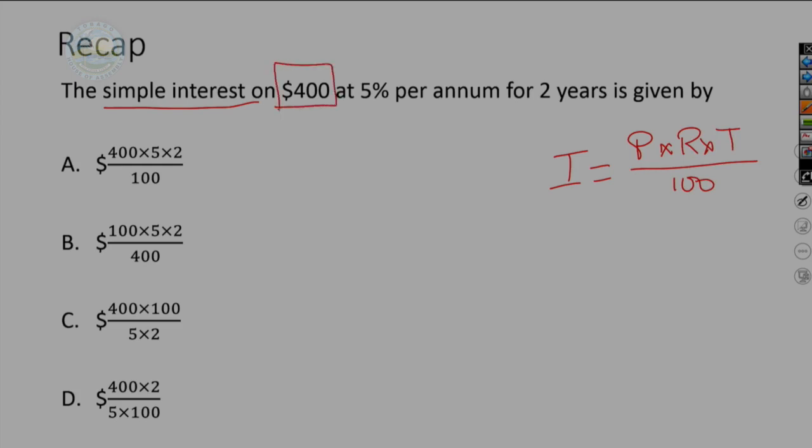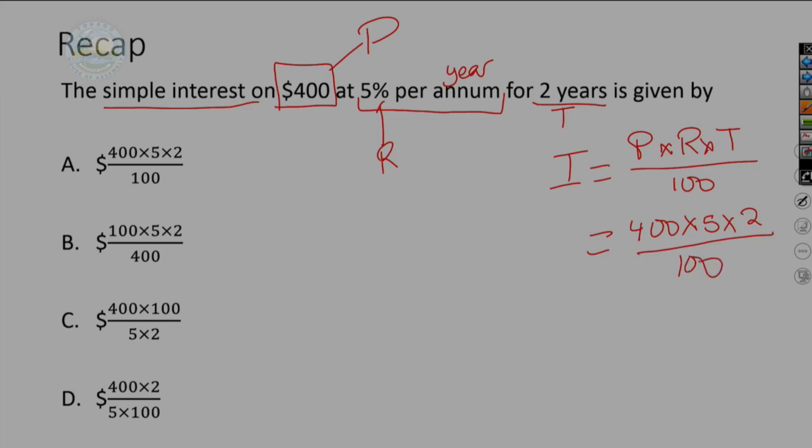So what is this number? Well, it seems that this number should be our principal. At 5% per annum or per year, this is our rate. And it means then, since our rate is in per year, we want our time to be in years. And since our time is already in years, business fixed for us. So let's go. Principal, 400 times the rate, which is 5, times time, which is 2 over 100. Which one of those happens to look like that? Oh, that's A.